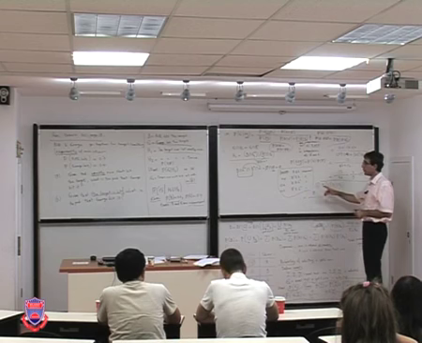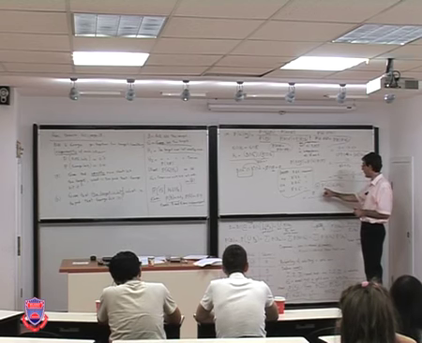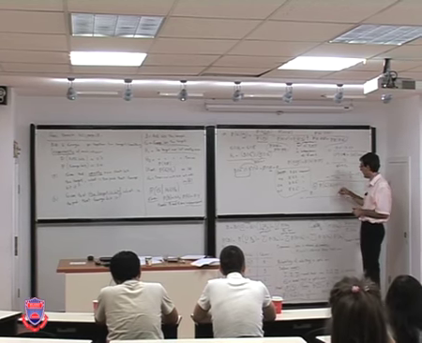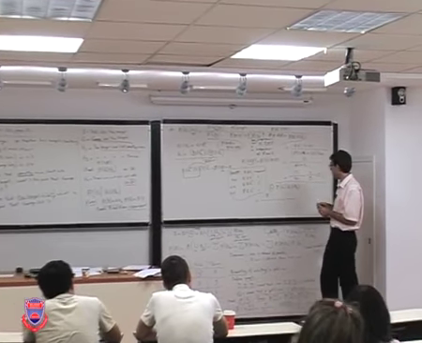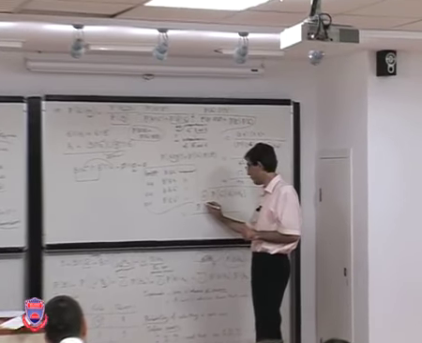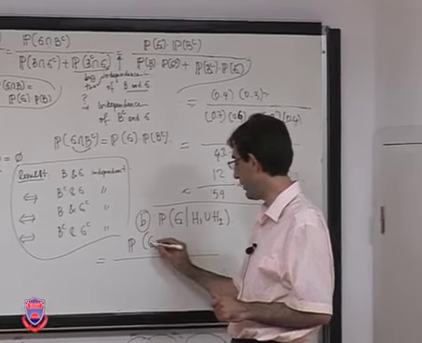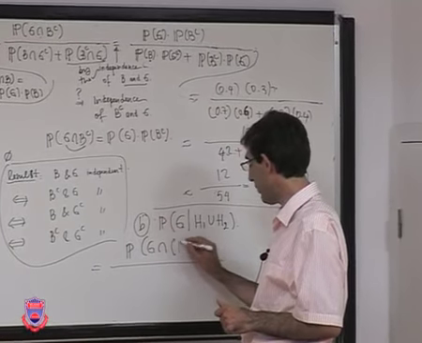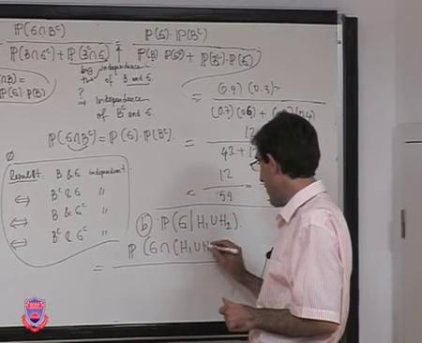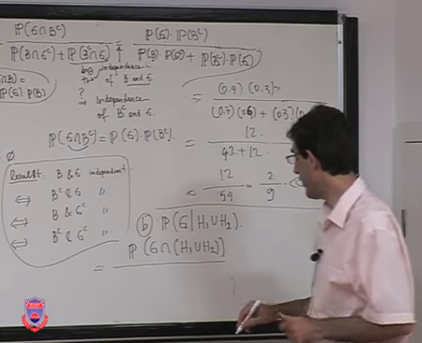Okay. To solve the second part, we know that we have to calculate this conditional probability, and we will just use the definition again. Just the definition. We don't need anything else. We only have to remember the definition of conditional probability. Actually, let me write it first.